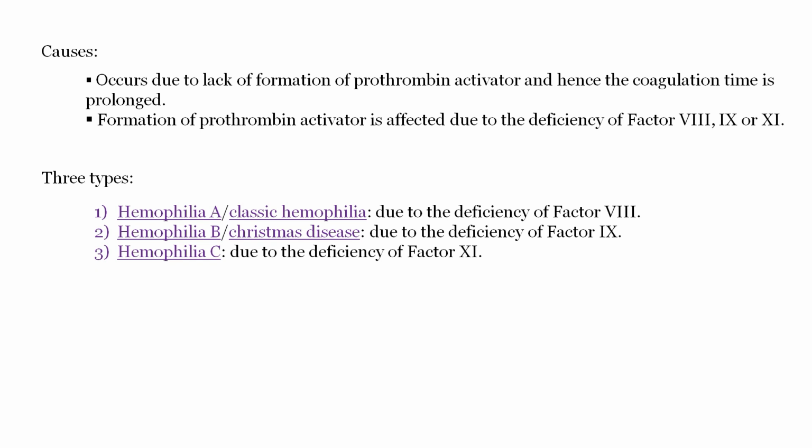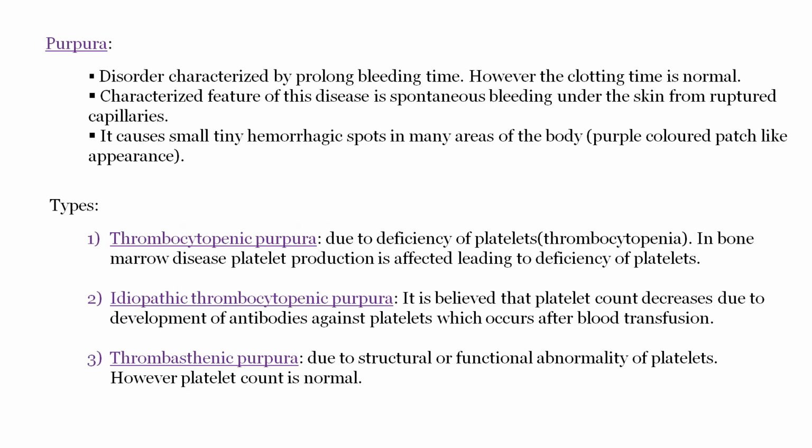There are 3 types of hemophilia. Hemophilia A, or classic hemophilia, due to the deficiency of factor 8. Hemophilia B, or Christmas disease, due to the deficiency of factor 9. Hemophilia C, due to the deficiency of factor 11. Purpura is a disorder characterized by prolonged bleeding time. However, the clotting time is normal.